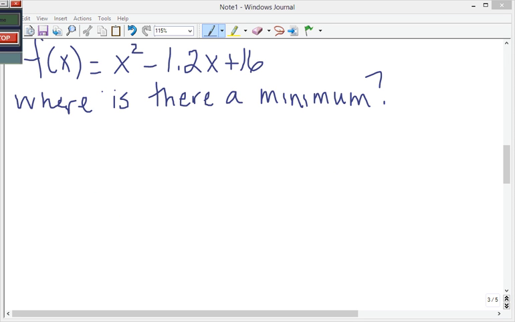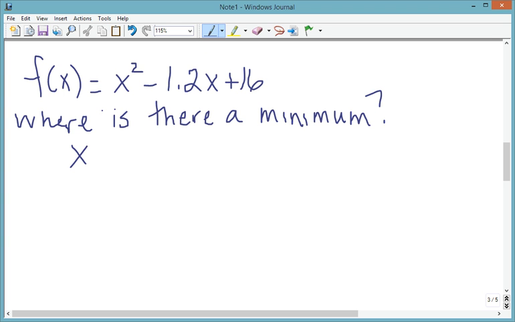Okay, here's the function, and we want to know where is there a minimum. That would be at the vertex, and that would be at the x part of the vertex. So that would be negative b, so that would be negative 1.2, so that's positive 1.2 over 2 times 1.